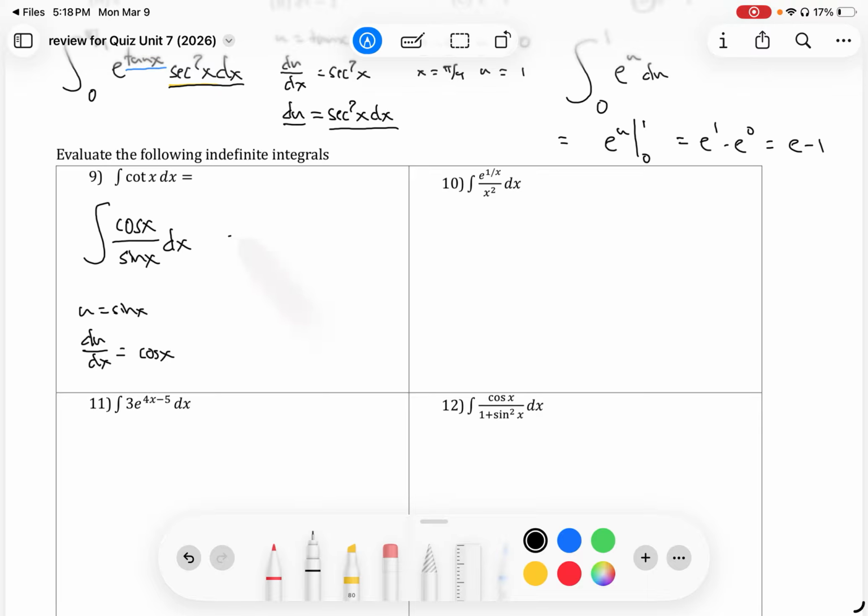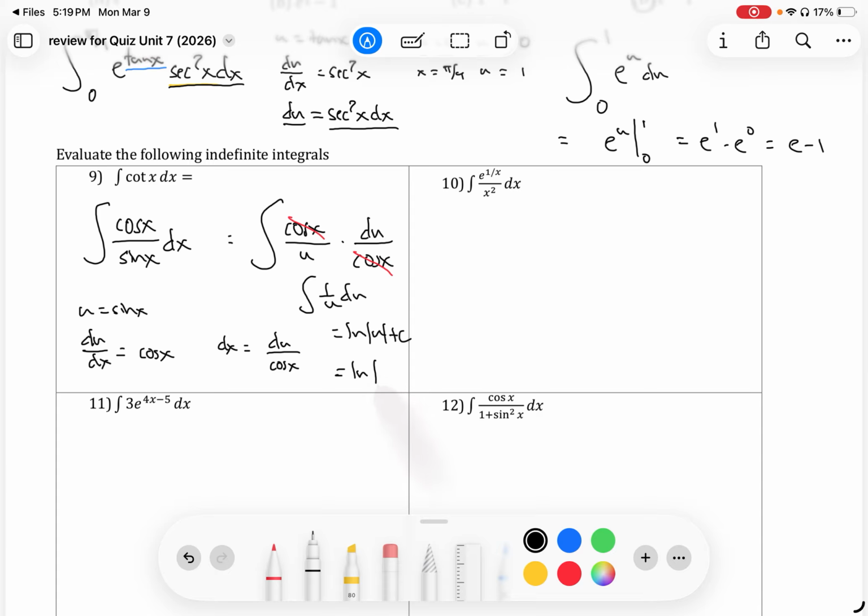And so we can rewrite this as, let's see, we could solve for dx if we want. dx would be du divided by cosine x. So if we plug that in, we get the antiderivative of cosine x over u times du over cosine x. Those divide out. And now I have antiderivative 1 over u du, which is ln absolute u plus c, which is going to give me ln absolute sine x plus c.